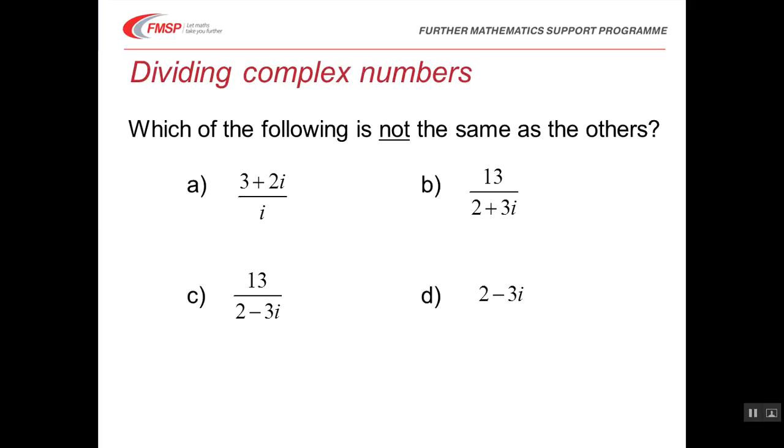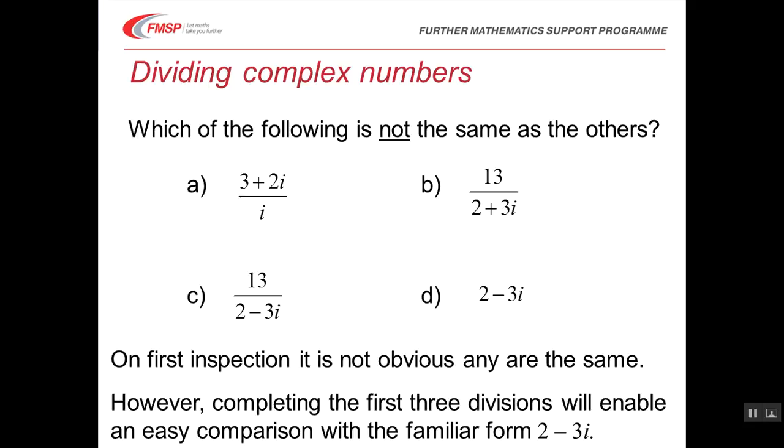We've got 4 expressions there, and we've got to work out which of the following is not the same as the others. So one of the answers is 2 minus 3i, so we need to check which ones are the same as 2 minus 3i, or is that the odd one out. On first inspection it's not obvious which is the odd one out. They all appear very different. However, if we complete the first 3 divisions, we will be able to make an easy comparison with the fourth one.